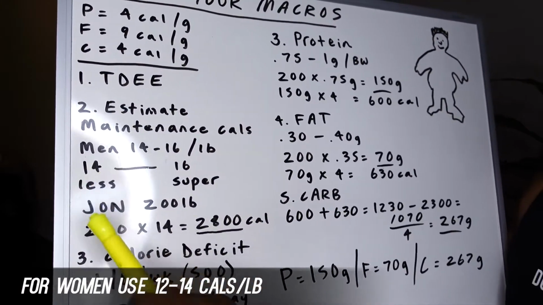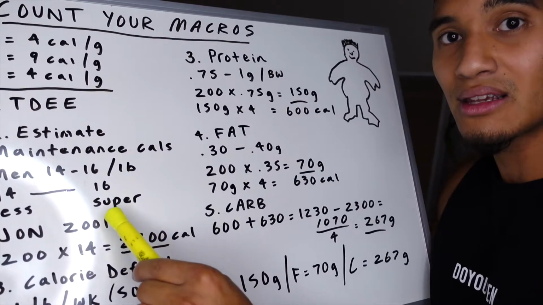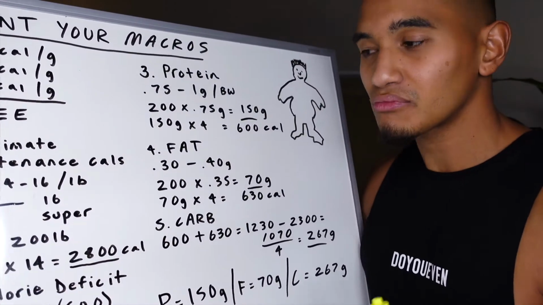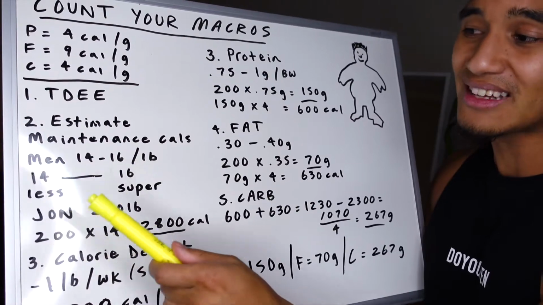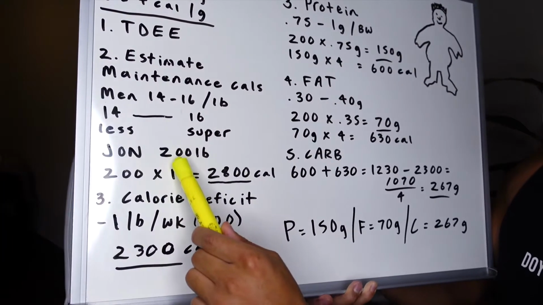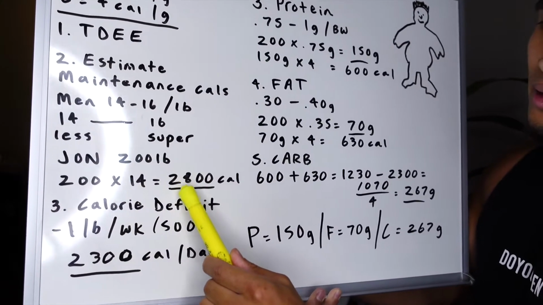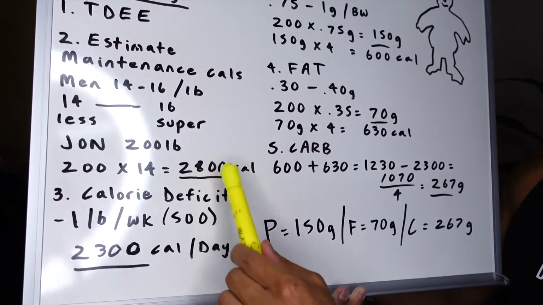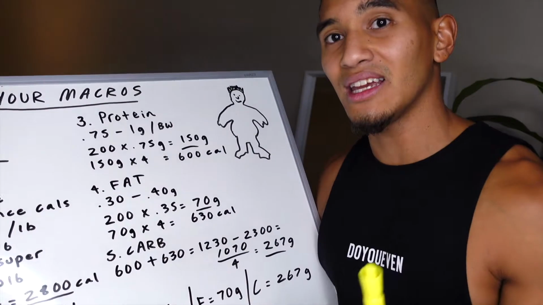Now, 14 being less active, 16 being super active. All right, so since John is less active, we're gonna use the number 14. So you wanna multiply his body weight times 14, which equals 2,800 calories. 2,800 calories is his TDEE.